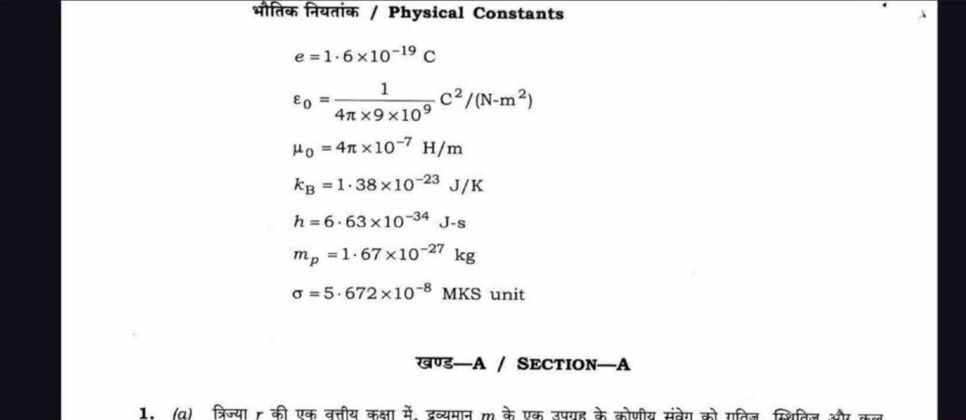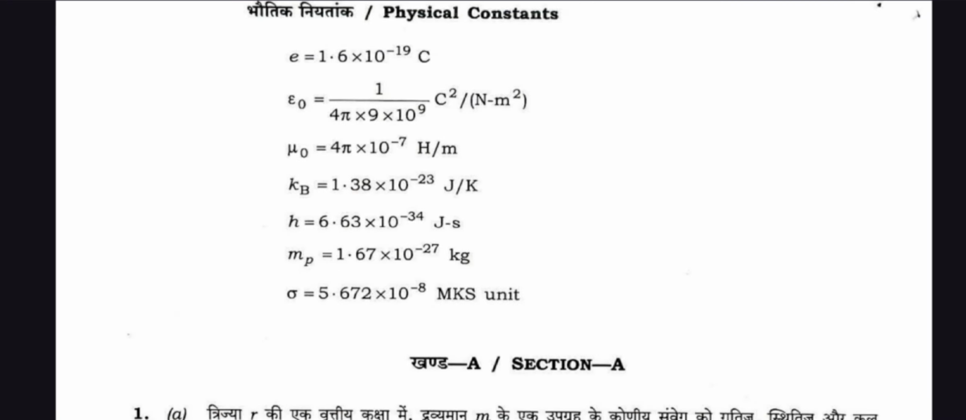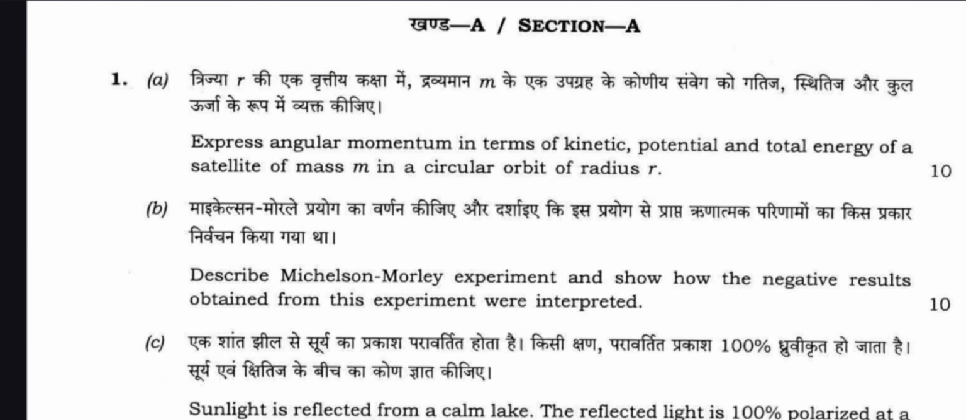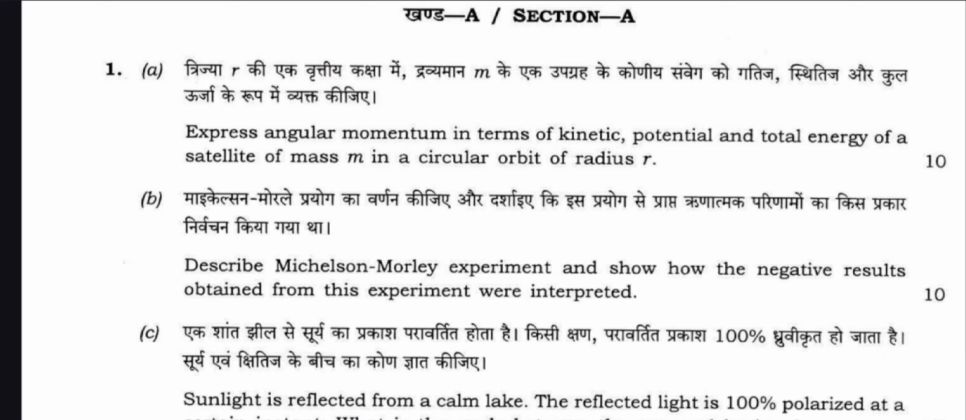and physical constant. So this is constant, and first here section A, expressions for angular momentum in terms of kinetic, potential and total energy of a satellite of mass m in a circular orbit of radius r.